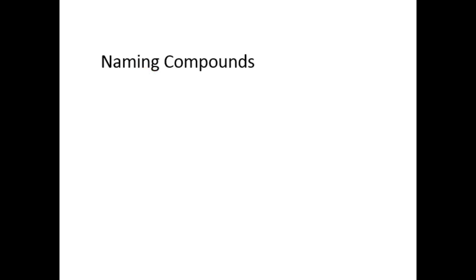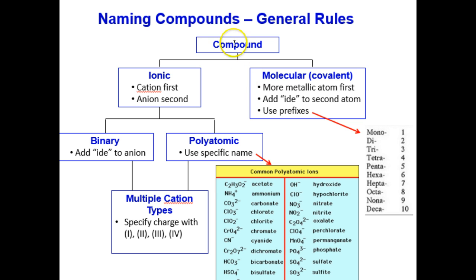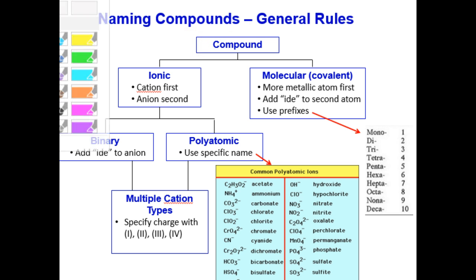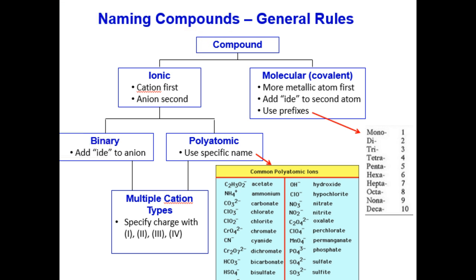In this video, we're going to review some of the rules for naming compounds. If you recall, I gave you this chart. This flowchart is, I think, a huge help in going through how we come up with the name of the compound or the molecule. The first thing we need to do is determine if it's covalent or ionic.